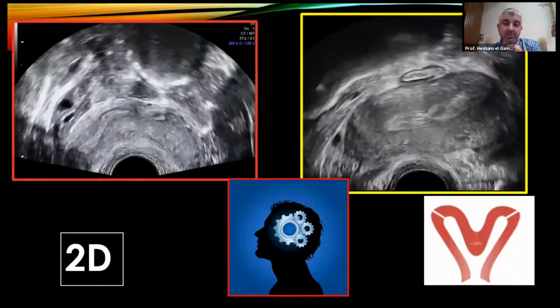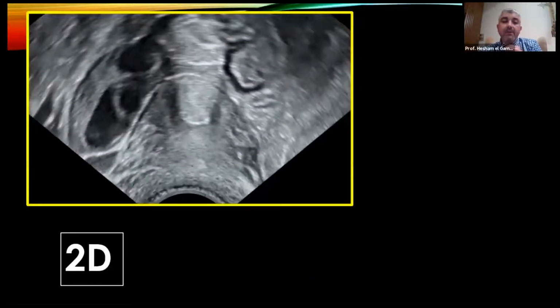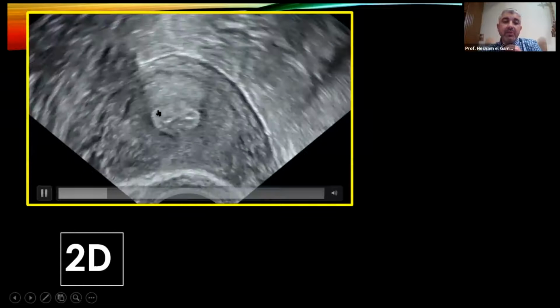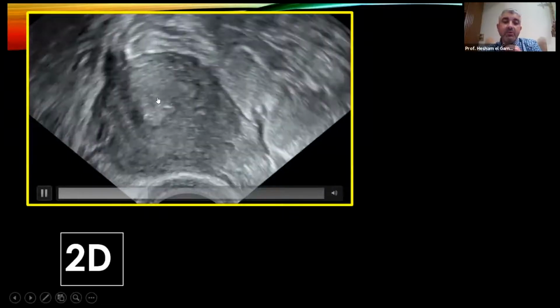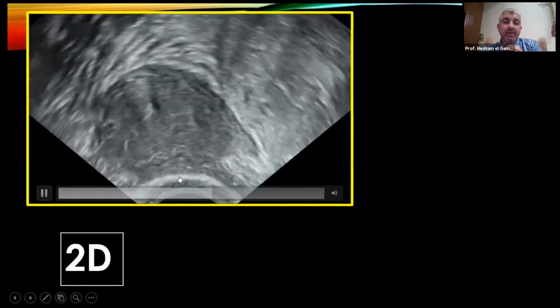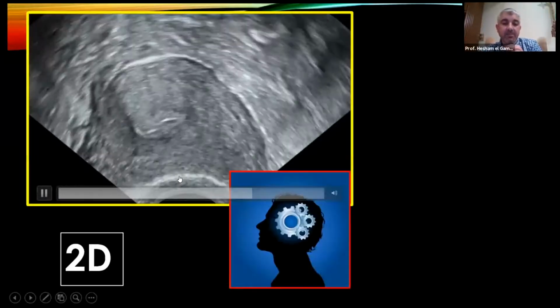maybe a septate uterus. And if you go up from the cervix to the cornual end and you see that it tapers into one cornual end rather than into both cornual ends, and it's not getting wider up, then you would say that this is probably a unicornuate uterus.